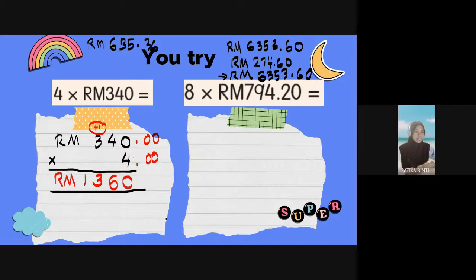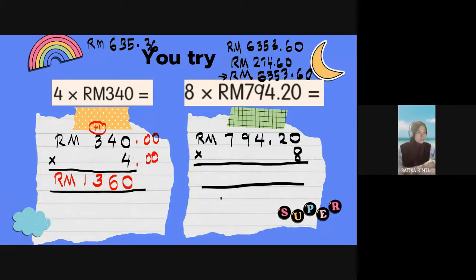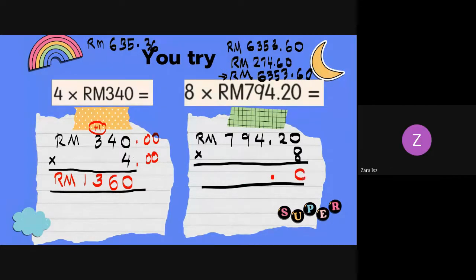Okay. Can we check the answer now? Afif also got the same answer. Okay. Now we check. I'm going to use the normal method. Normal form. So, RM794.20 times by 8. Okay, so we are going to multiply one by one. 0 times 8. Don't forget, write down the decimal point first. Okay, 0. 2 times 8 is? 16. So, 6 at the bottom, 1 carried.